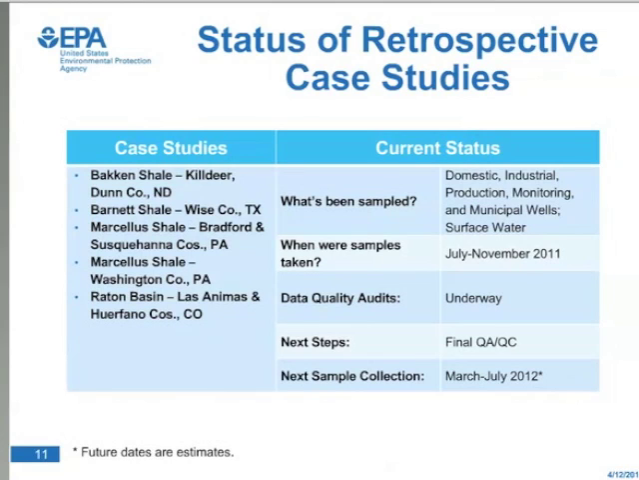Next steps: anytime you move from one sampling trip to the next, you have to quality assure and quality control your data. So we're working on that now. And our next sample collection is currently underway in certain locations. This next sample collection was originally slated for the March to July 2012 timeframe.